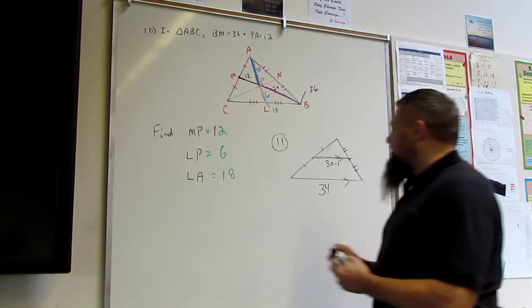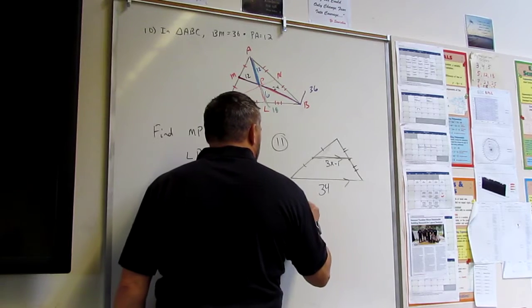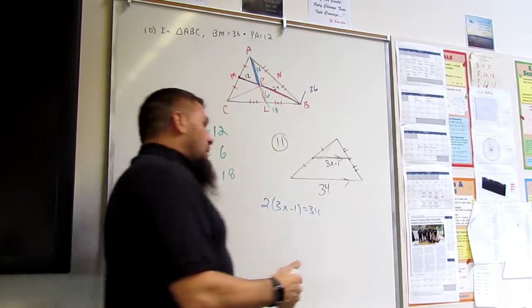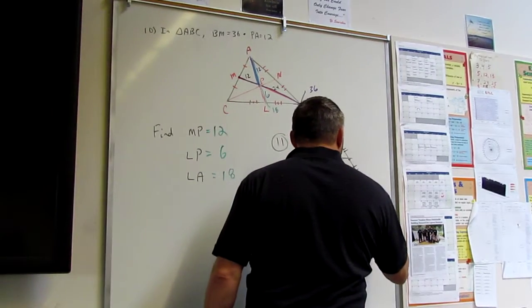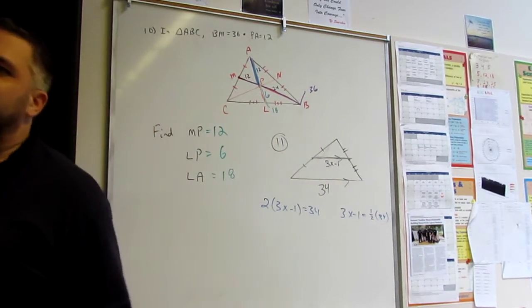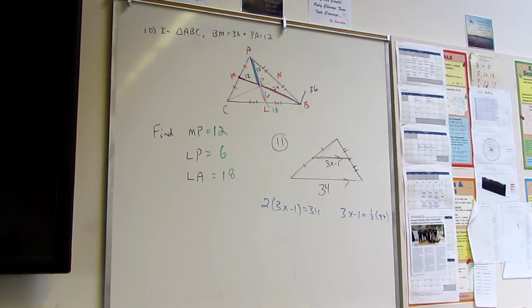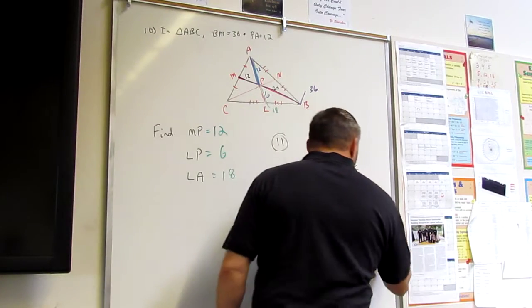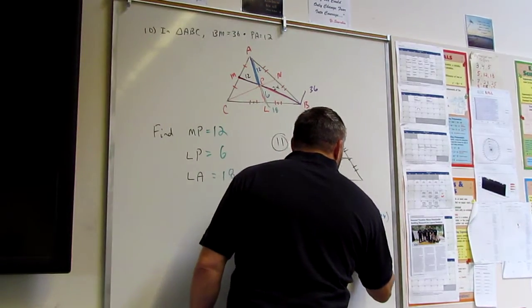So there's a couple ways you could set this up. You could say 2 times 3x minus 1 is equal to 34. Or you could say 3x minus 1 is equal to 1/2 of 34. Either way works. I like the half of 34 if 34 is even. If it's not even, I like to do it the other way, because then you have to deal with fractions right away, and that's never fun. So, is this even? What's half of 34? 17. So I got 3x minus 1 is 17.